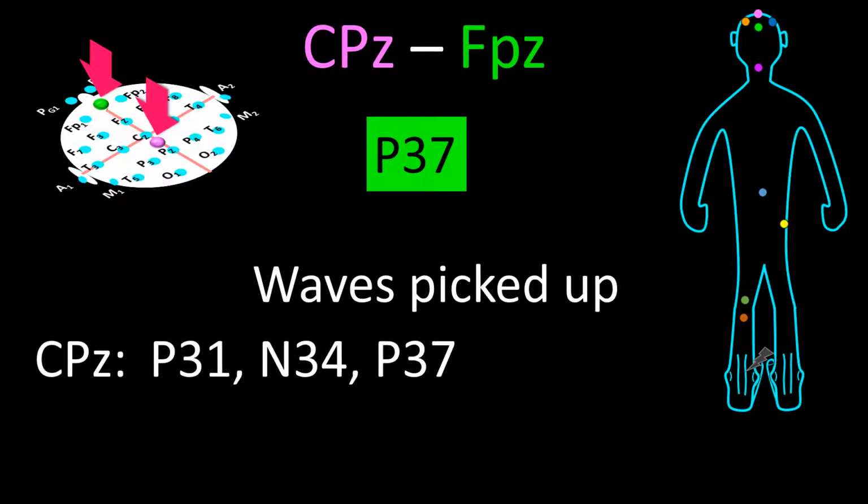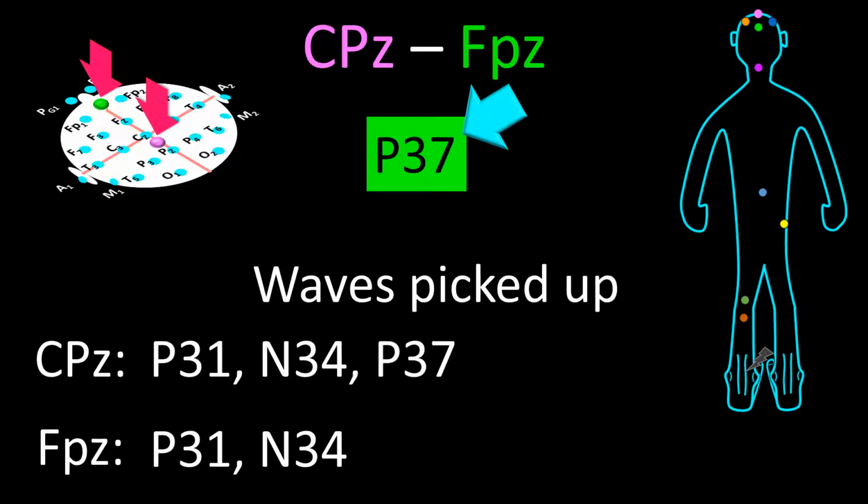This is because CPZ in a significant number of patients will capture P31, N34, and P37, whereas FPZ will only capture P31 and N34. These waves, by virtue of entering the differential amplifier through the input 2, will be inverted, thus cancelling out the P31 and N34 entering through input 1. Thus only P37 will be recorded.